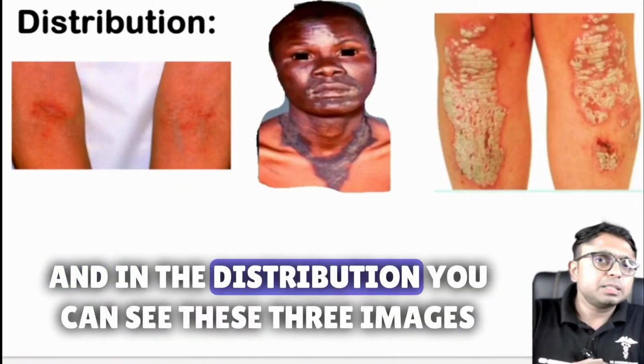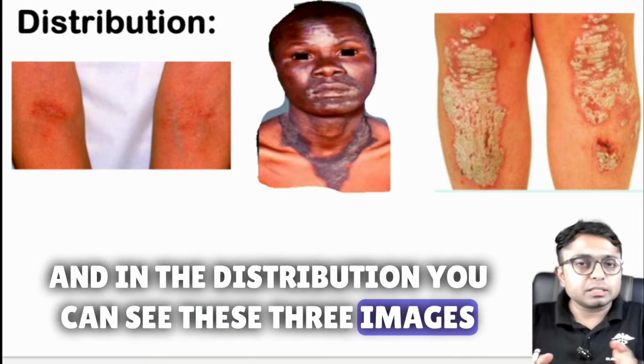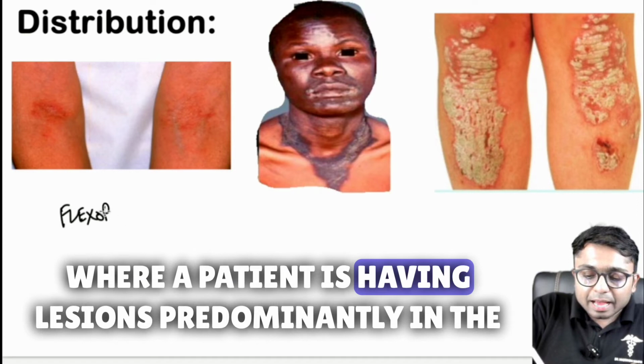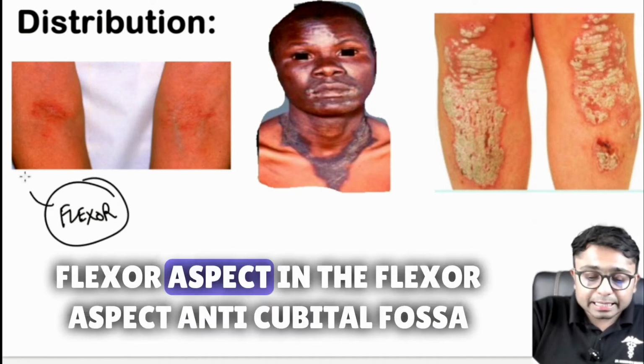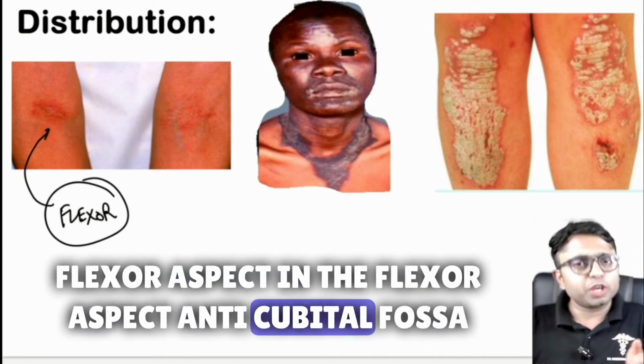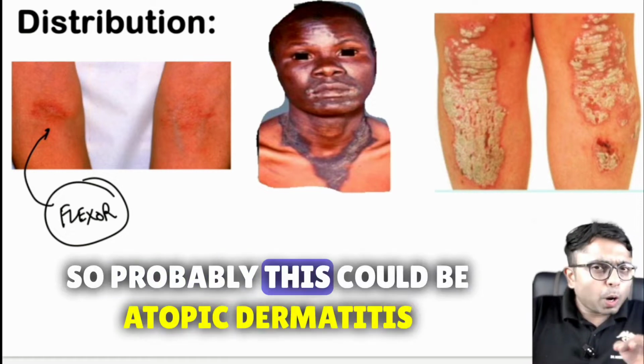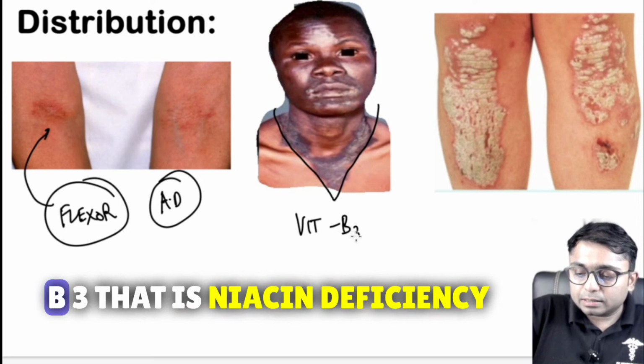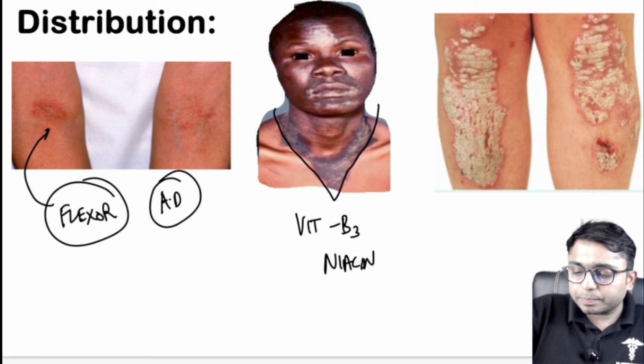And in the distribution you can see these three images. The first one is where a patient is having lesions predominantly in the flexor aspect, the antecubital fossa. So probably this could be atopic dermatitis. B3, that is niacin deficiency.